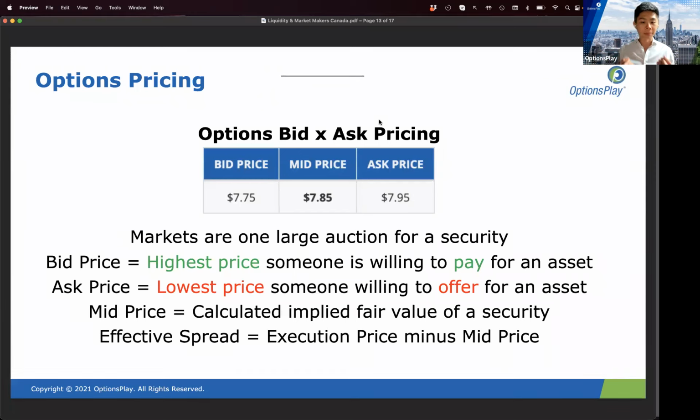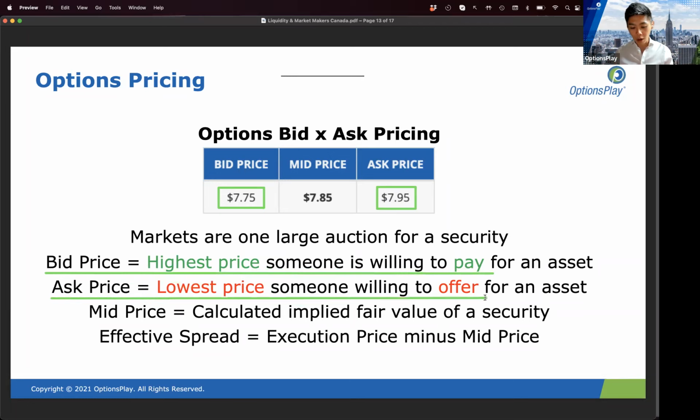Now, here's the problem, if you think about the bid-ask price as the advertised price, sometimes this is very misleading, because you think that the bid-ask price is the price at which the market makers are willing to execute your trades at, because you think of markets as kind of one large auction, right? So the bid price is the highest price someone's willing to pay, and the asking price is the lowest price someone's willing to offer for a specific security.